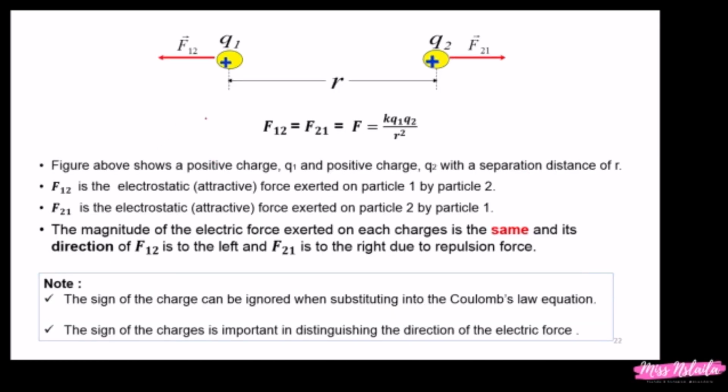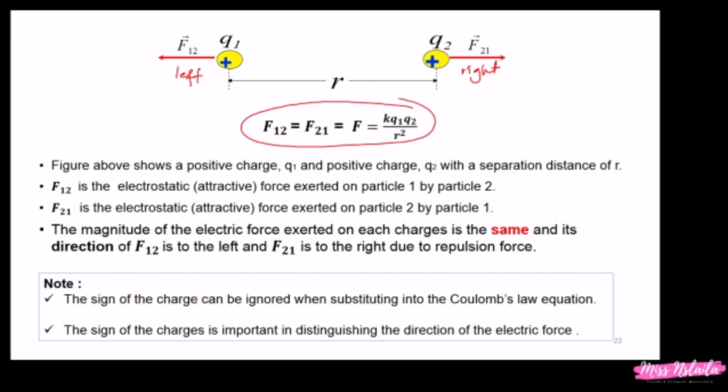The other example is, if we have two positive charges, we know they are going to repel. So when they repel, the direction of force on charge 1 due to charge 2 will be to the left. Meanwhile, the force on charge Q2 due to charge Q1 will be to the right because they repel. What about the magnitude? The magnitude you can calculate based on this equation because they have the same value.